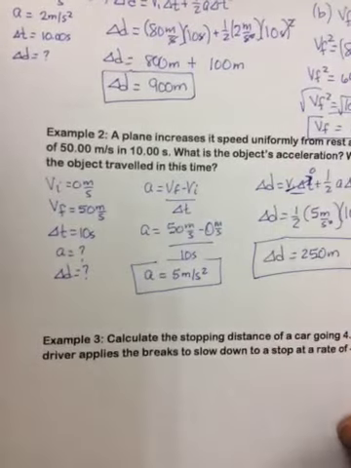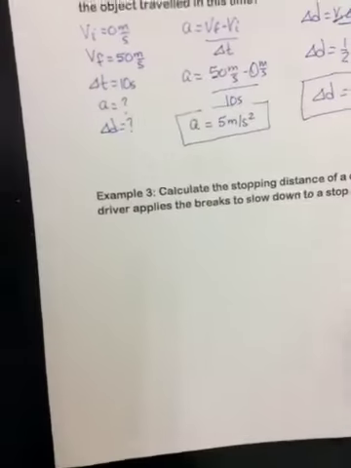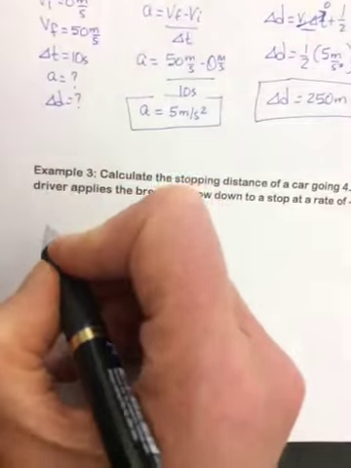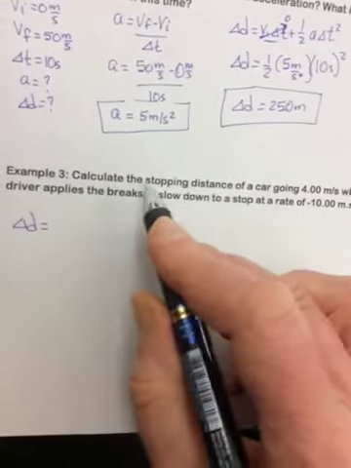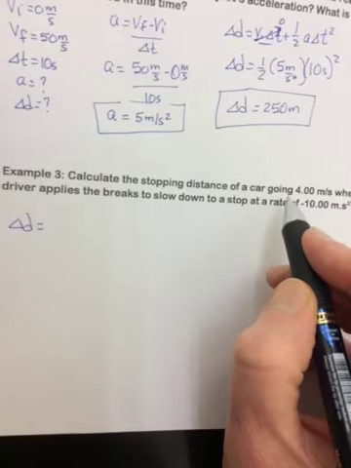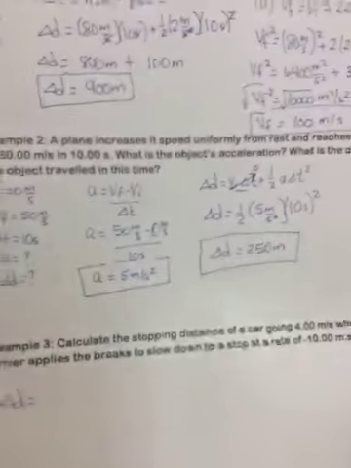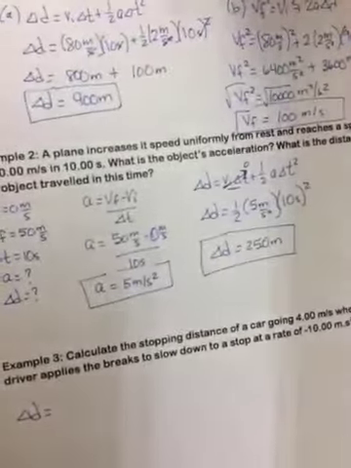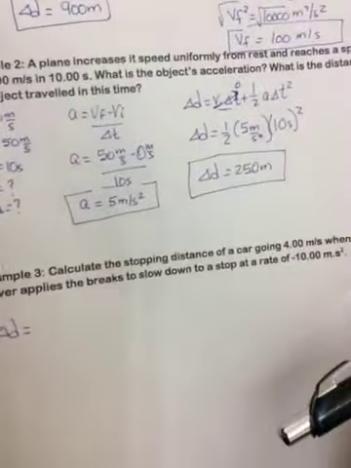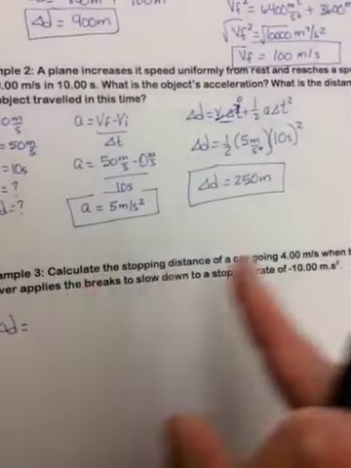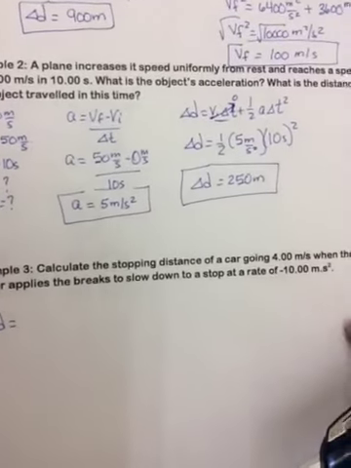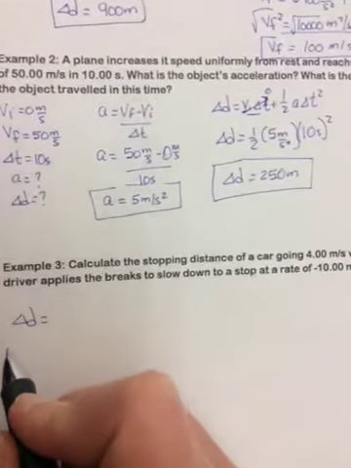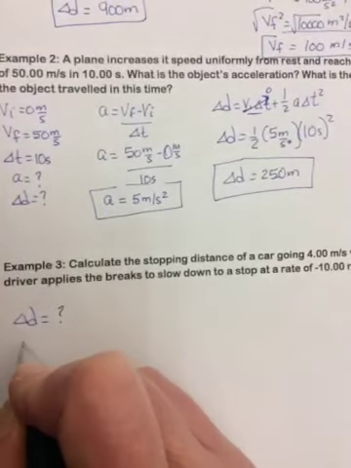Okay, example number 3. Calculate the stopping distance. So you're looking for a delta D, how far a car is traveling. Calculate a stopping distance of a car when going 4 meters per second when the driver applies the brakes.